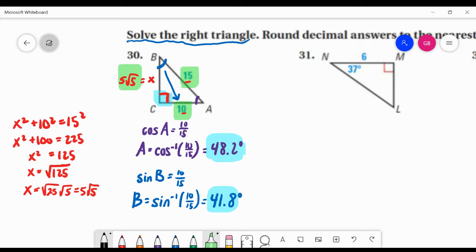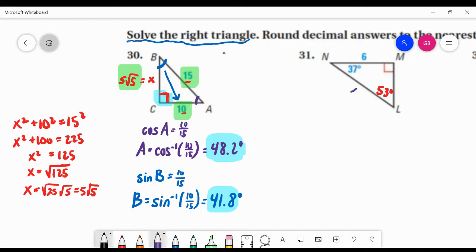31. We have 37 degrees, we have a 6, and we have a right angle. We could start out by finding angle L by the triangle sum theorem. 90 minus 37 is 53. This has to be 53 degrees by the triangle sum theorem. So we have the angle part. Now we have to find the other two sides.